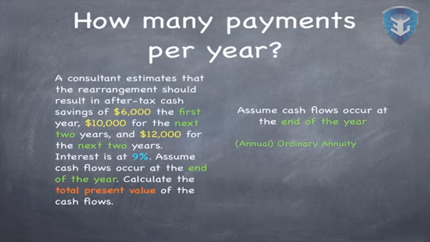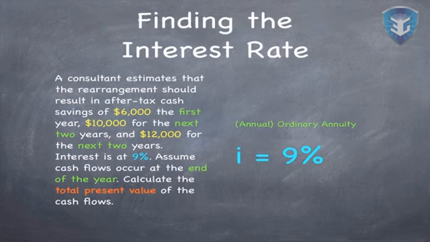How many payments per year? It says assume cash flows occur at the end of the year, which means that they are once a year and that it is an ordinary annuity. This also helps in finding the correct interest rate. The interest rate being annual, that means that it can stay the same because it's only going to be made once a year. So that will remain 9% for this particular problem.